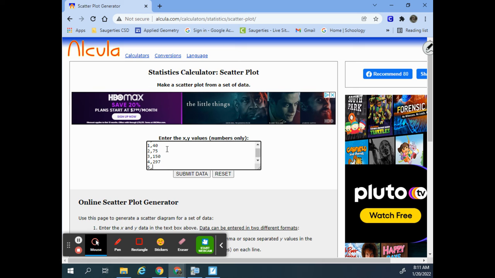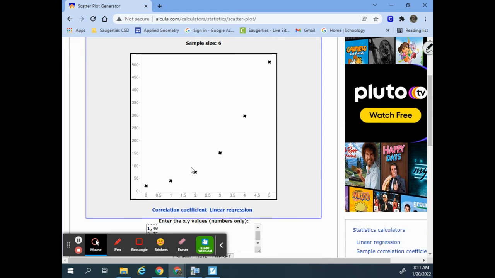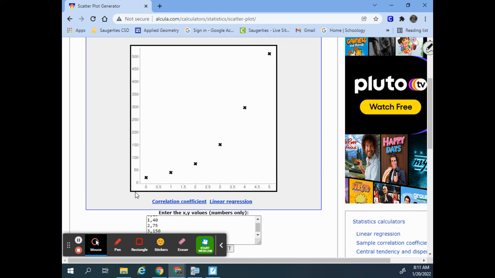So this one's not too long. Now I have my points entered in. You can submit the data, and it will create a scatter plot. It's actually a little nicer than the calculator because I can see the scales. So it's a nice feature. I see about that same window that we saw before. So that's an option if you don't have a calculator at home.